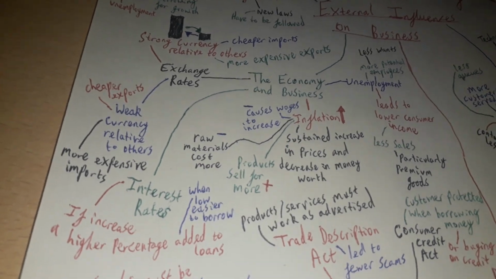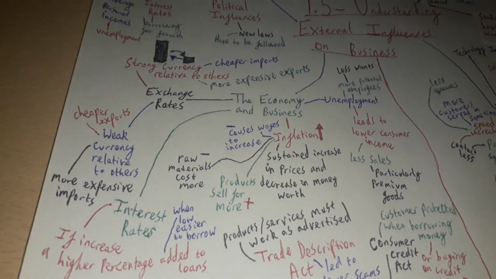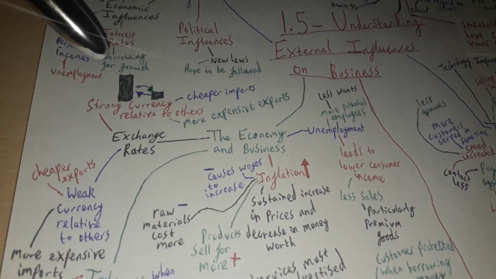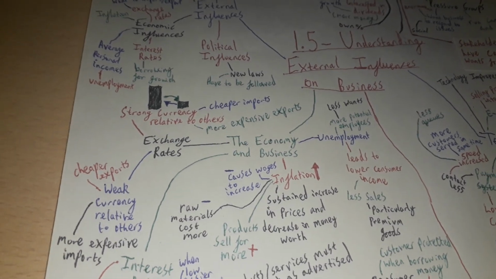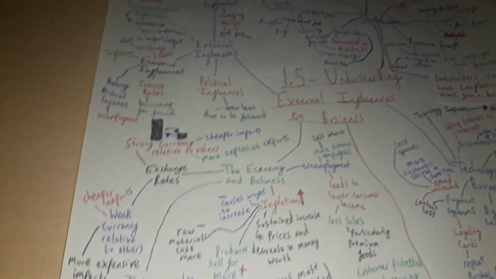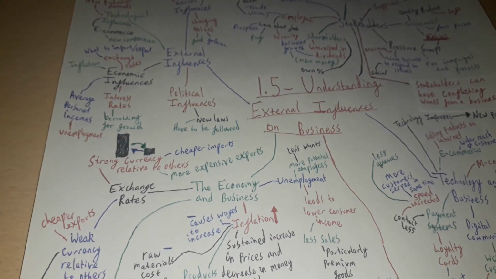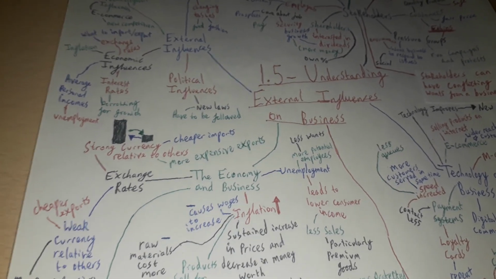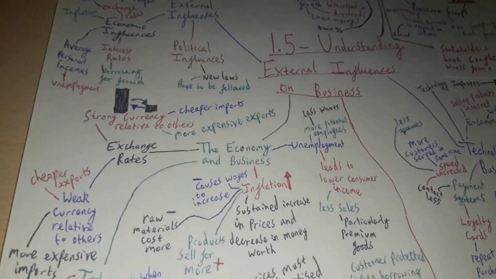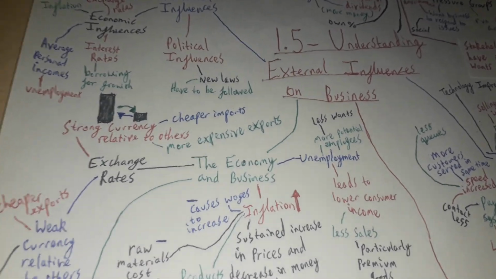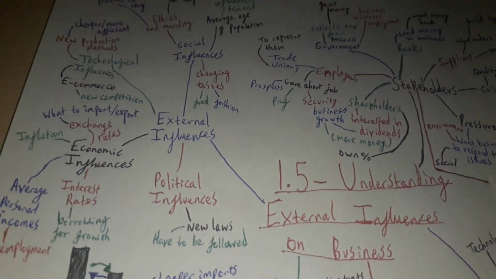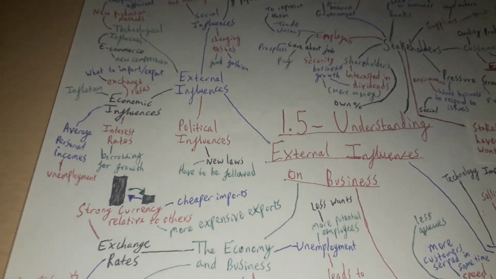Also, weak currency relative to others. So this would lead to cheaper exports and more expensive imports, which is basically the exact opposite of this. So if you've got a weaker currency, it's cheaper to sell things out, but more expensive to bring things in. And that's why a lot of raw materials and stuff are imported. If a country has a strong currency, they'll import all the raw materials before making things because it's a lot cheaper. And then they'll tend to sell them in a home market. So next, let's look at overall external influences.